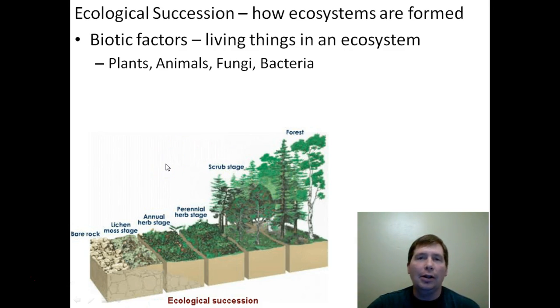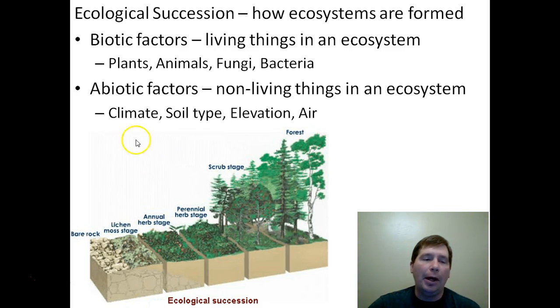Now, the other thing that an ecosystem will have is abiotic factors. Anytime you see the letter a in front of something, a means not. So biotic means living, so putting an a in front of it means not living. So the abiotic factors are the non-living factors in an ecosystem, things like climate, the type of soil, elevation, and air. And so when we're talking about ecological succession, we're going to be talking about biotic and abiotic factors and how they interact so that living things can come and start to live in an area.